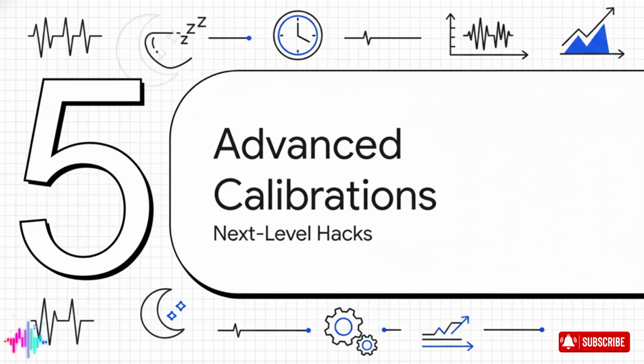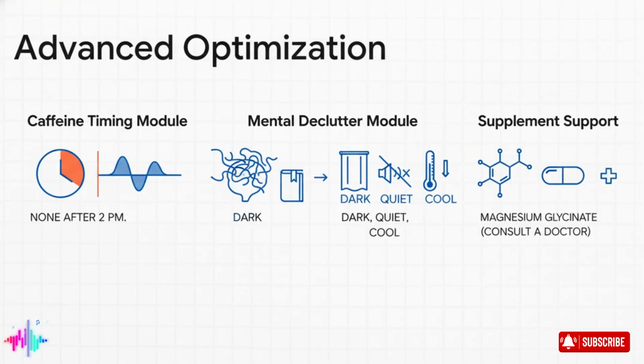Okay, so once you've got that core protocol locked in and it's running on autopilot, then you can begin to fine-tune the system with these advanced calibrations for even greater efficiency. So, let's look at a few of these fine-tuning adjustments. First up, caffeine timing. Look, caffeine has a half-life of 6 to 8 hours. That means any coffee after 2 p.m. is going to degrade your deep sleep quality, even if you think you can fall asleep easily.